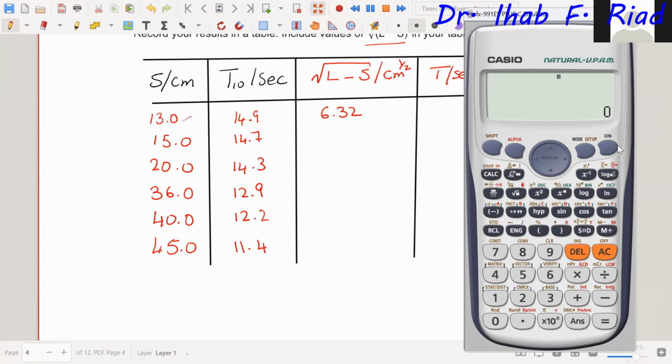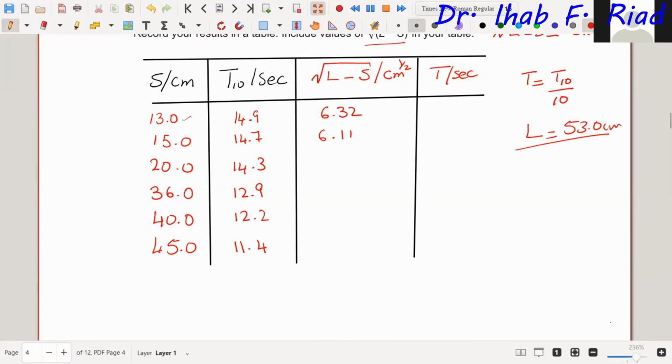Second one is going to be square root 53 minus 15. Minus 15. Okay, so we get 6.16444, something like this. Okay? So how much do we report for it? 3 significant figures. 6.14, right? So why did we report it as 3 significant figures?